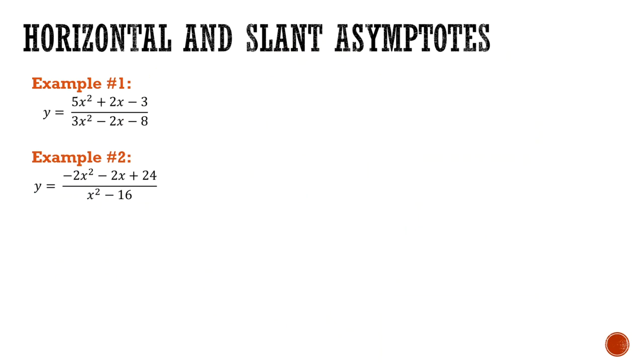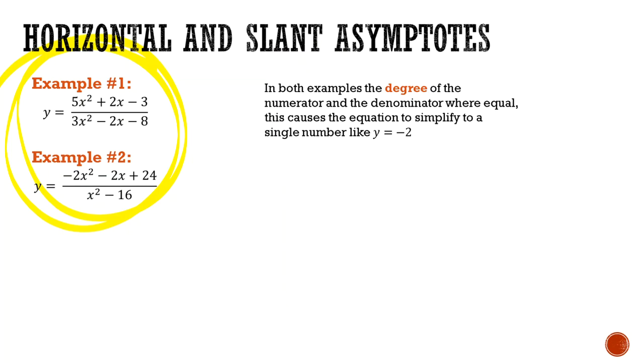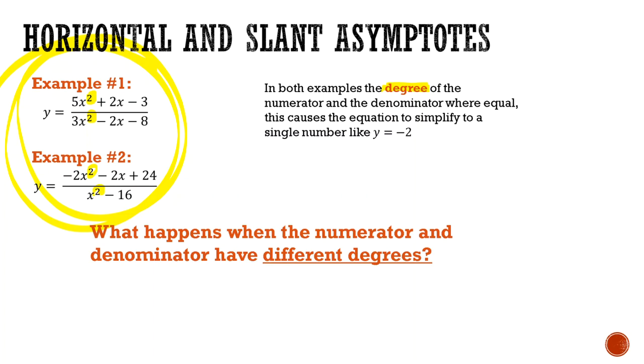Both of the examples that we've looked at so far, and you can rewind if you need to look at them more, you'll notice that the degree of the numerator and the denominator were equal. That's what allowed everything to cancel out and give us a number. So what happens when the numerator and the denominator are different degrees?